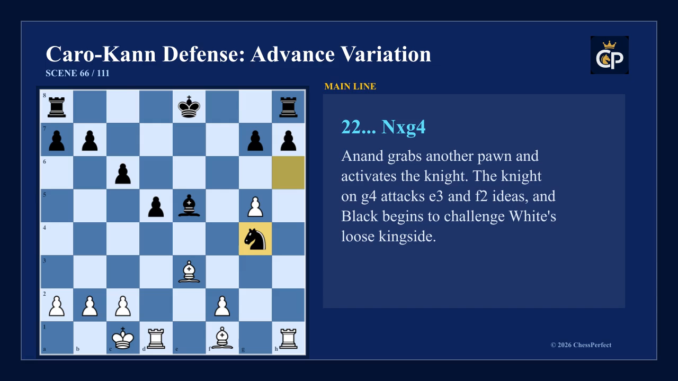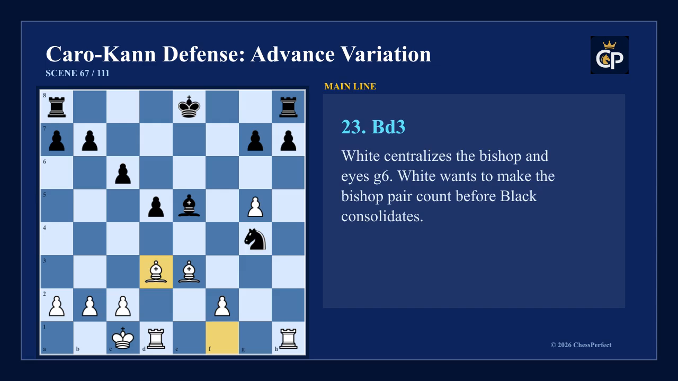Knight takes g4. Anand grabs another pawn and activates the knight. The knight on g4 attacks e3 and f2 ideas, and black begins to challenge white's loose kingside. Bishop d3. White centralizes the bishop and eyes g6. White wants to make the bishop pair count before black consolidates.